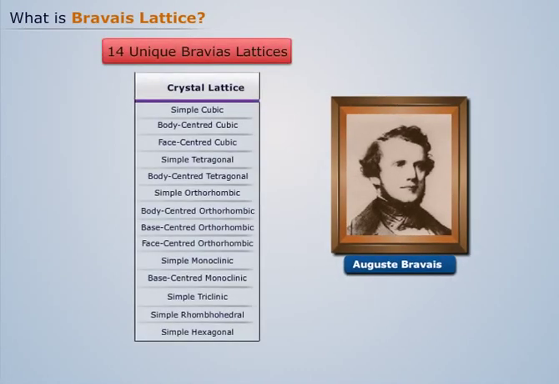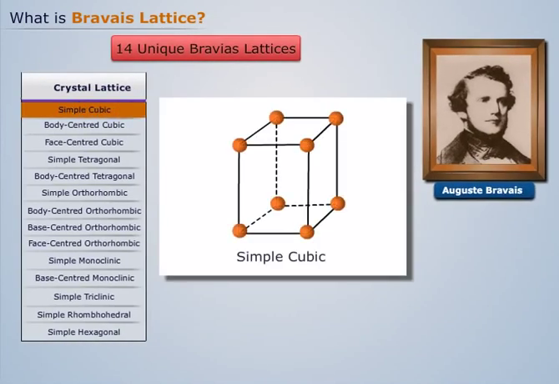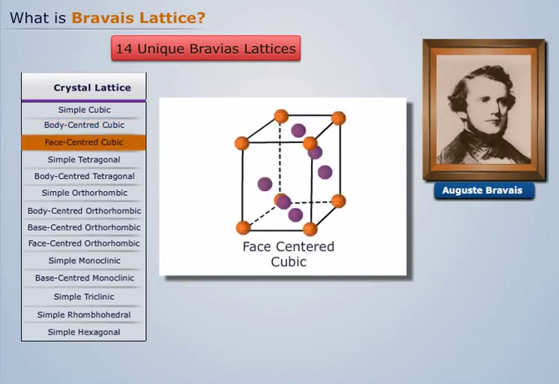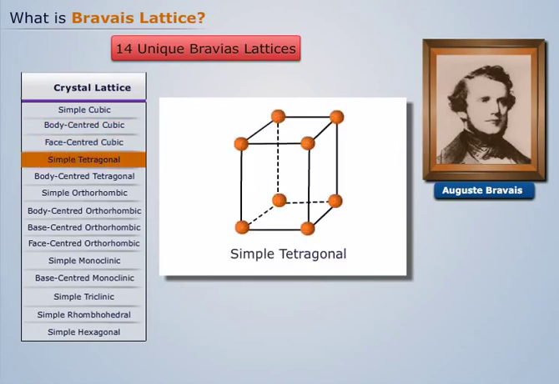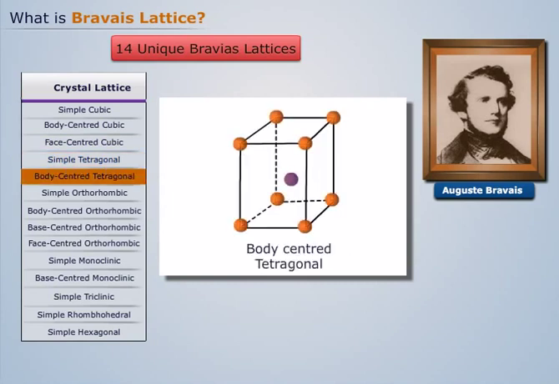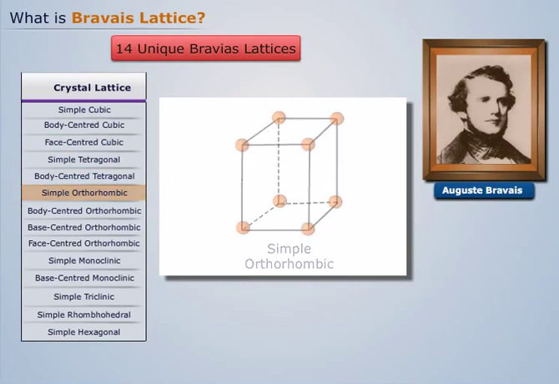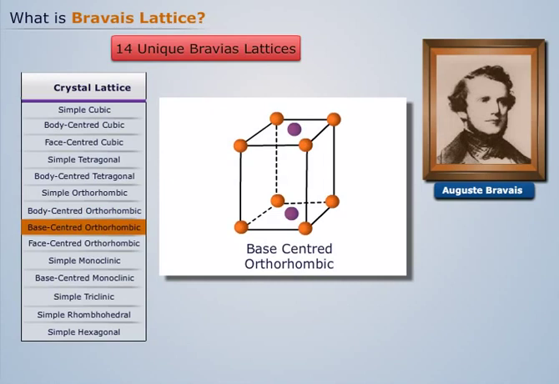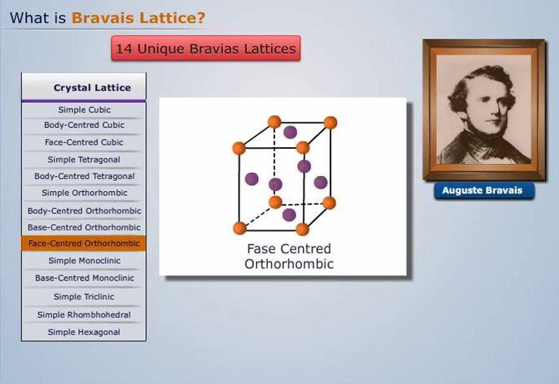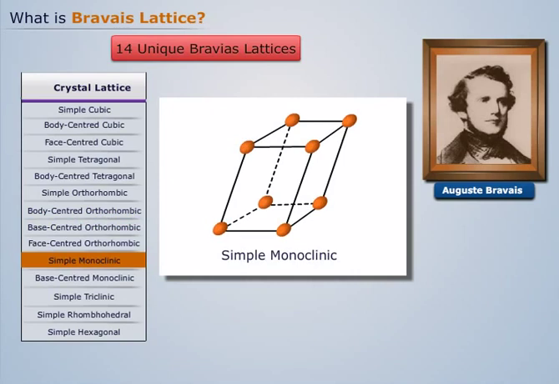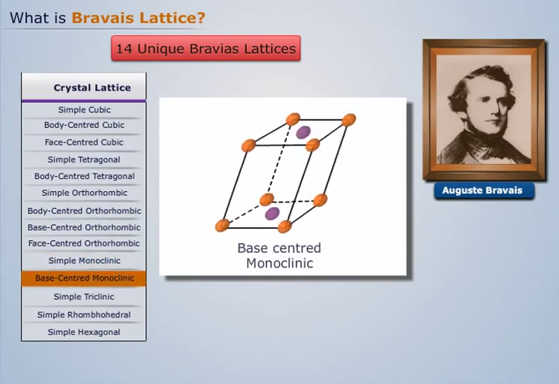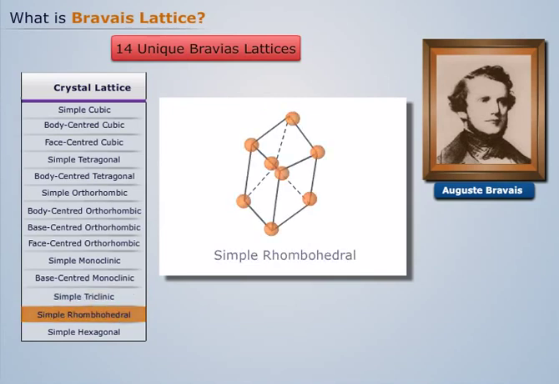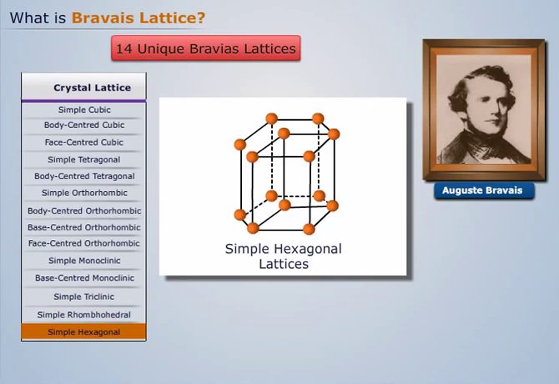The 14 unique Bravais lattices are simple cubic, body-centered cubic, face-centered cubic, simple tetragonal, body-centered tetragonal, simple orthorhombic, body-centered orthorhombic, base-centered orthorhombic, face-centered orthorhombic, simple monoclinic, base-centered monoclinic, simple triclinic, simple rhombohedral, and simple hexagonal lattices.